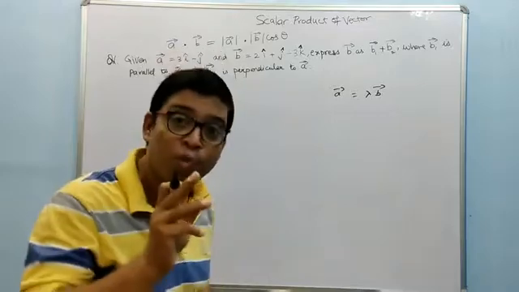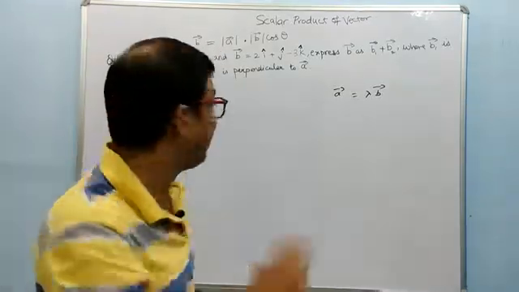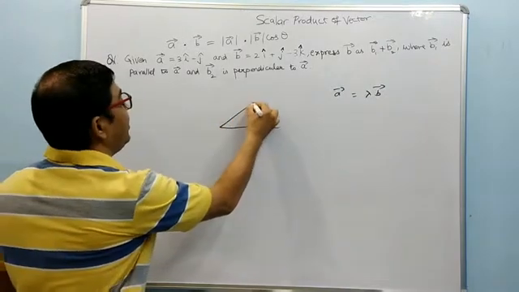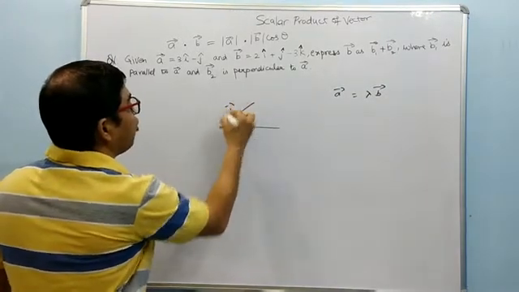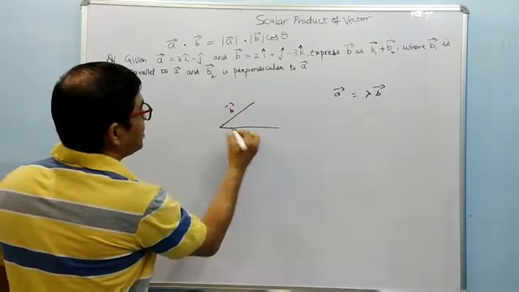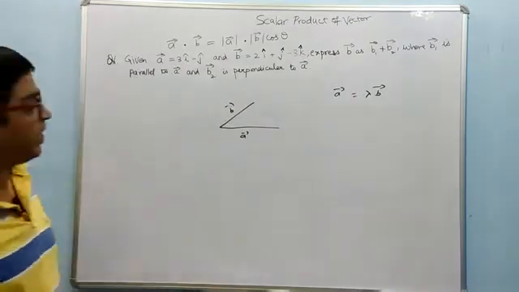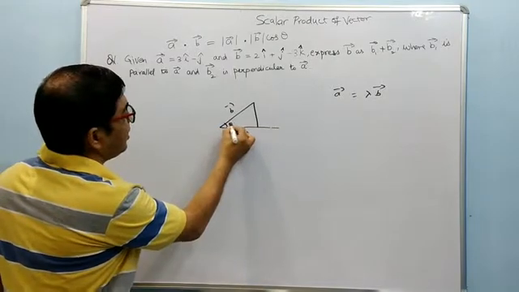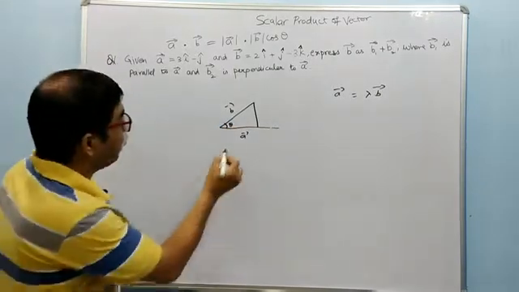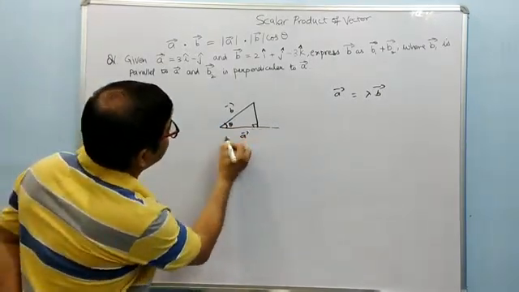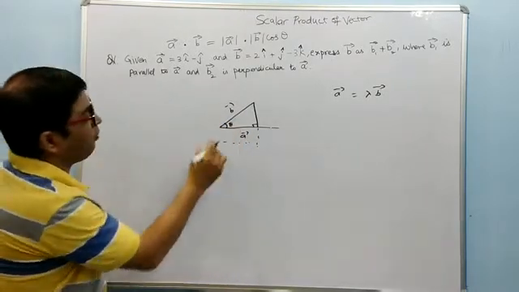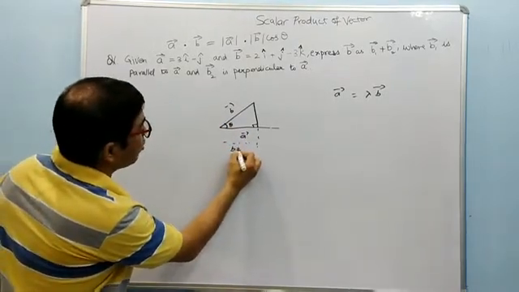Now we will see the projection of a vector along another vector. Now see what is actually happening in the dot product. Suppose this is vector A, this is vector B, and this is the angle between them. What is this? Can you tell me? This is the projection of B along vector A. Why? This is B cos theta.